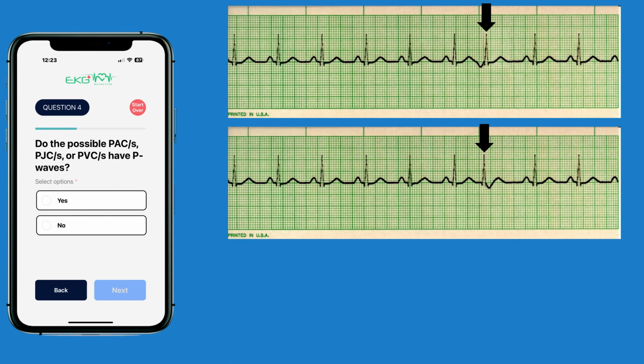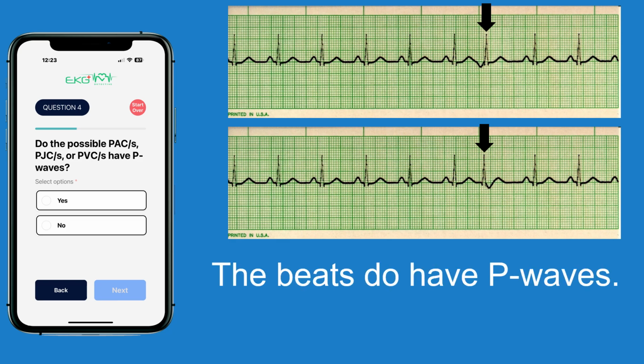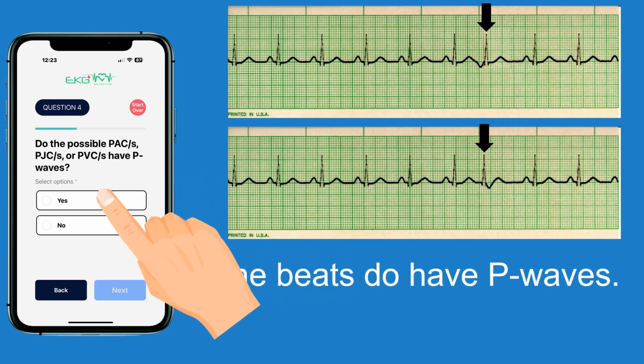Question 4 in the app is going to ask, do the possible PACs, PJCs, or PVCs have P waves? So we'll look at 2 of our examples of ectopic beats here that do have P waves. The first one has a P wave in front of the QRS, and the second one below that has the P wave occurring after the QRS. So within the app, we are going to select yes, and then we will hit next.